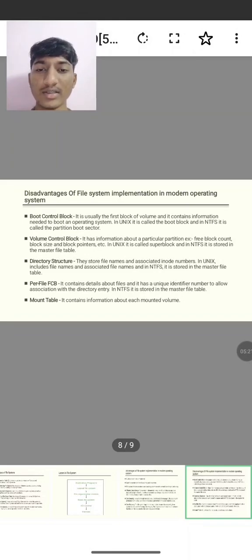Next, directory structure. They store file names and associated inode numbers. In Unix it includes file names and associated inode numbers, and in NTFS the master file table. Next, per file FCB, and last is mount table. It contains information about each mounted volume.